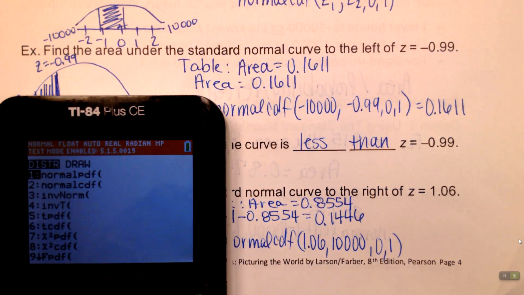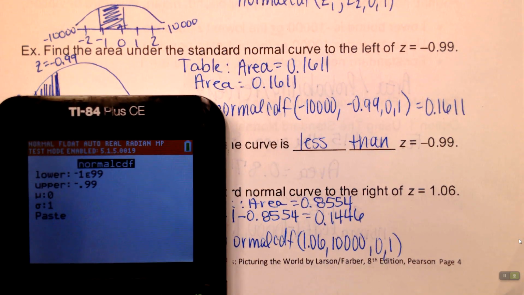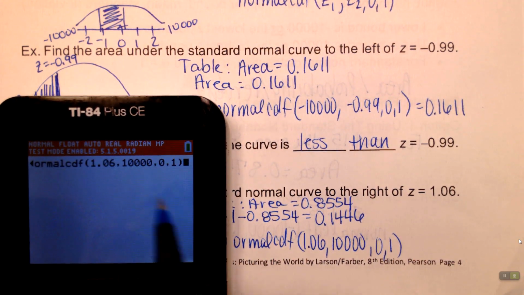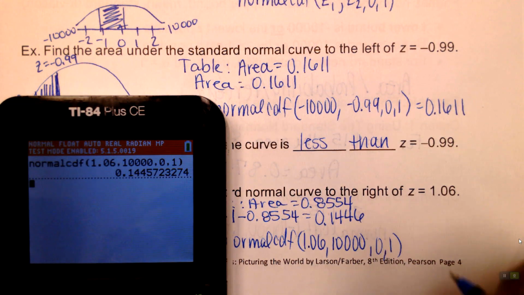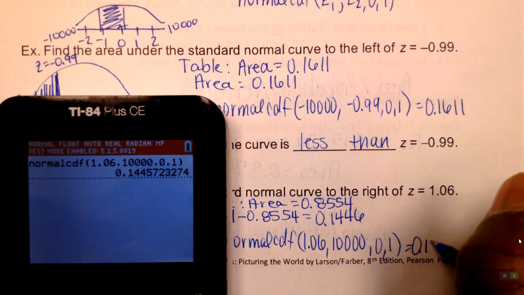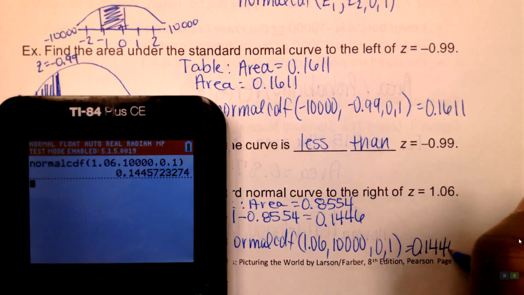Second bars, number 2. 1.06, positive 10,000. So you'll never have a negative 10,000 for your upper because it'll never be your highest number. So negative 10,000 can never be your highest number. Make sure that matches. So we have 0.1446.